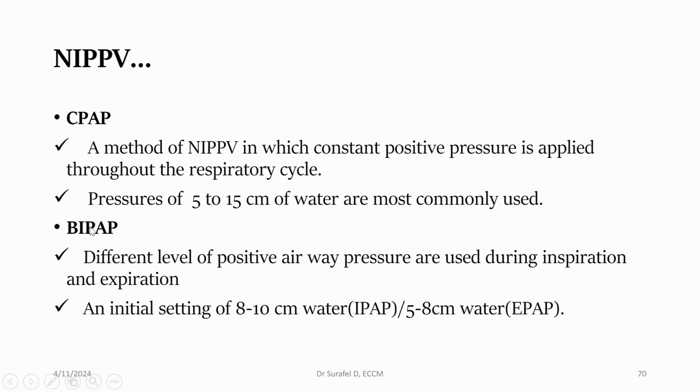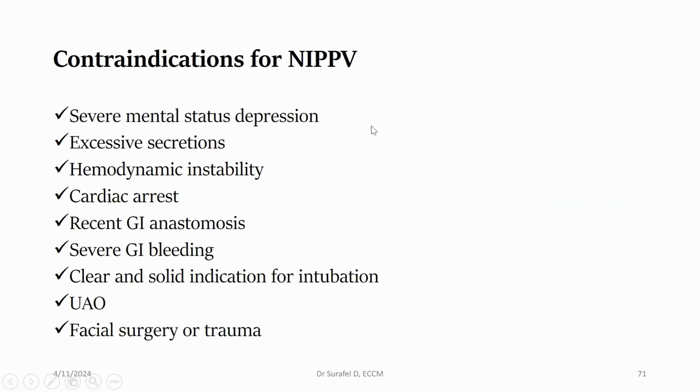BiPAP, the only difference is bi-level positive airway pressure has two positive pressures, IPAP and EPAP, or inspiratory positive airway pressure and expiratory positive airway pressure. At least the inspiratory positive airway pressure should be 2 to 3 centimeters of water higher than the EPAP, and it is usually used for acute cardiogenic pulmonary edema. And you can give a kind of NIV before intubation, before rushing to intubation. Okay. You can also use it for acute COPD exacerbation. CPAP can also be used, but usually the pressure is constant both during inspiration and expiration. Around 5 to 15 centimeters of water is commonly used.